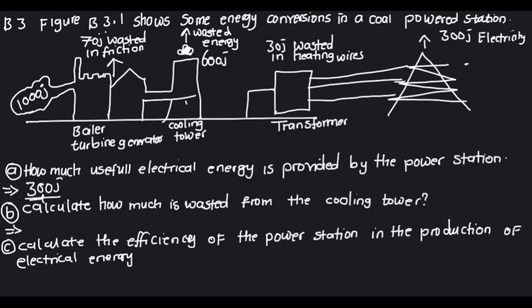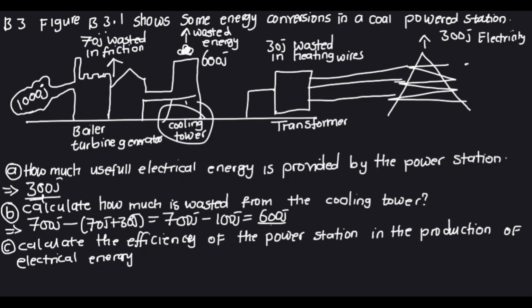So the calculation that we can make here is that the total amount of energy that was wasted was 700 joules. Then we are going to subtract this 70 plus 30. So this will give us 700 joules minus 100 joules, which will give us 600 joules. So this 600 joules was the total amount of energy that was wasted at the cooling tower. Now let's move on to question C.